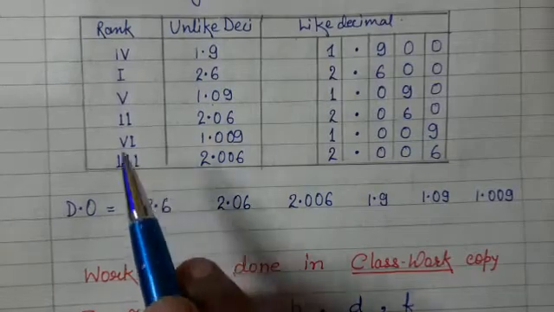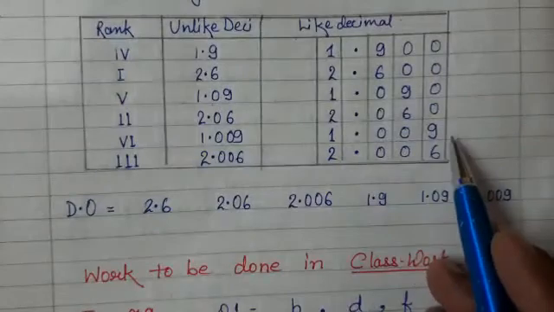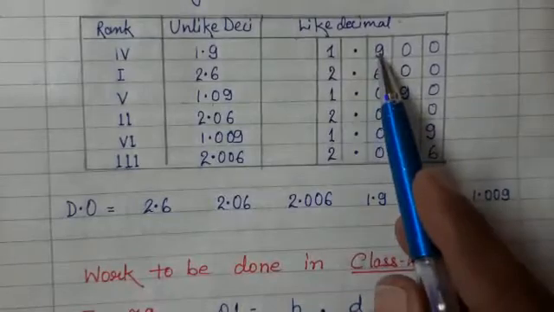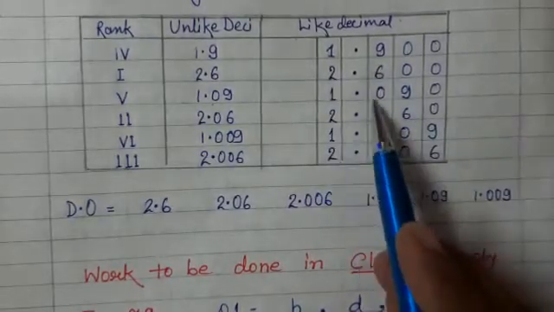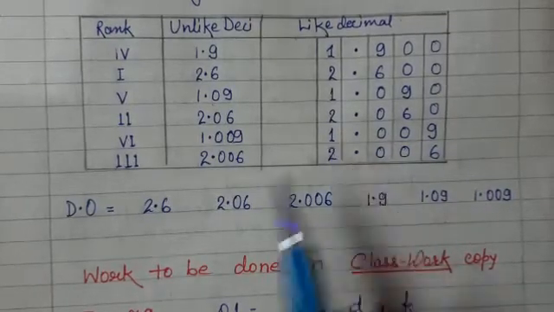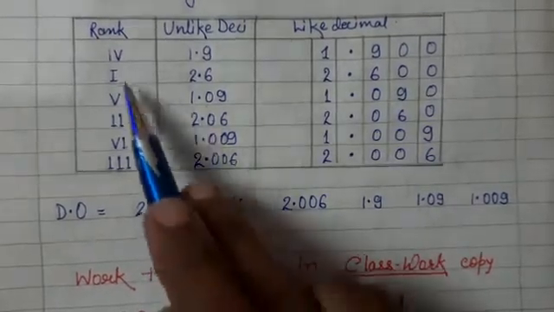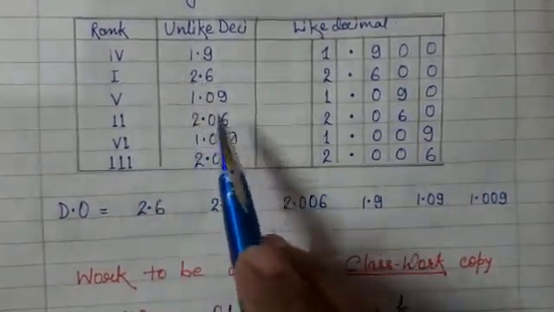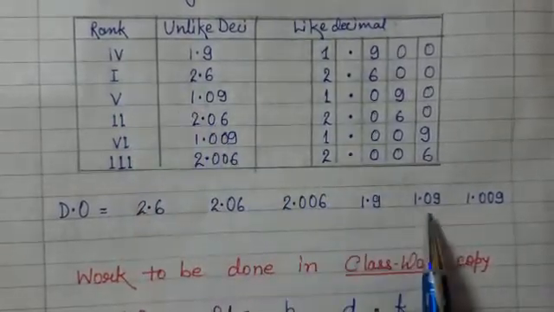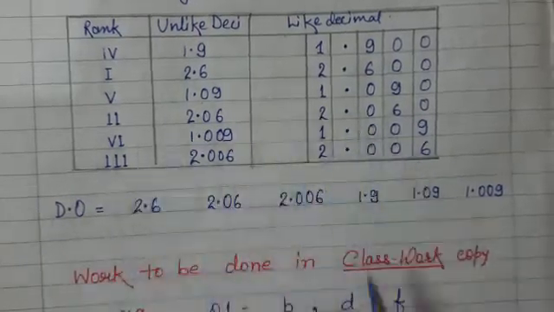Next we have to search this 1.900, 1.090 and 1.009. So definitely 1.9 is greater out of these 3 with whole number 1. So it will get rank 4. And 1.09 will get rank 5 and 1.009 will get rank 6. Finally, we have to arrange it in descending order. First rank is 2.6, second is 2.06, third is 2.006, fourth is 1.9, fifth is 1.09 and the least number is 1.009. So this is the descending order.